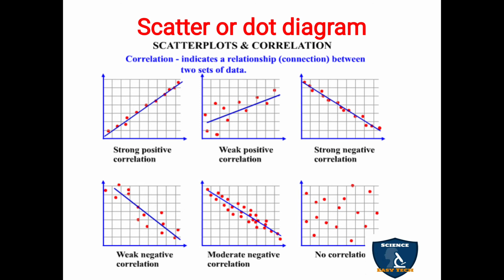The same explanation is applicable to weak negative correlation also. Then moderate negative correlation, so more or less it is somewhat related, but you cannot tell it is very strong. And no correlation means the points will be scattered all over, so it is called no correlation.